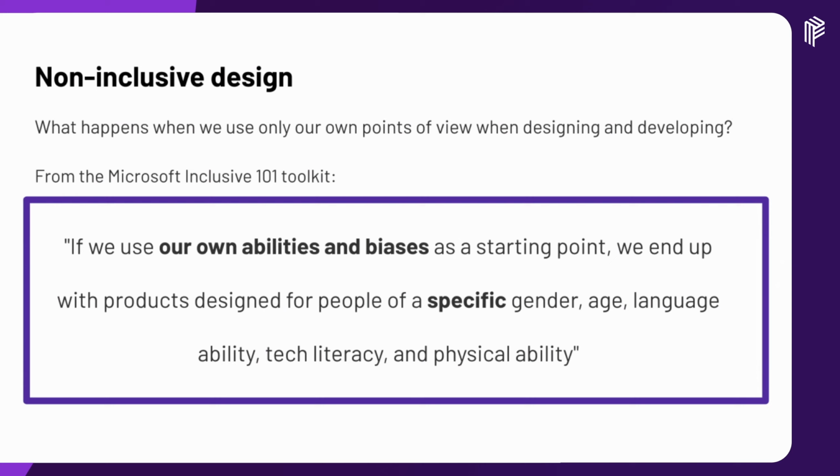This is a quote that I also took from the toolkit. If we use our own abilities and biases as a starting point, we end up with products that are designed for people with specific gender, age, language ability, tech literacy, and physical ability, and they tend to be the same as ours. So it ends up meaning that we're likely excluding other people from enjoying the same experience that we are with these applications.